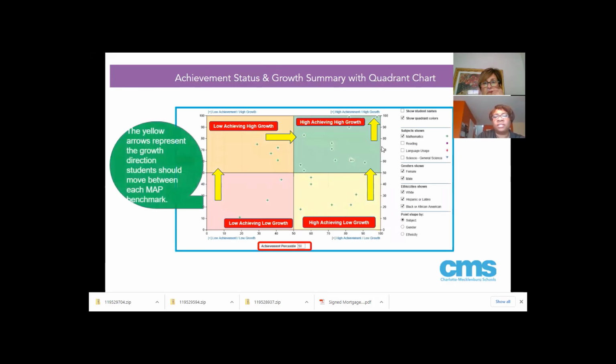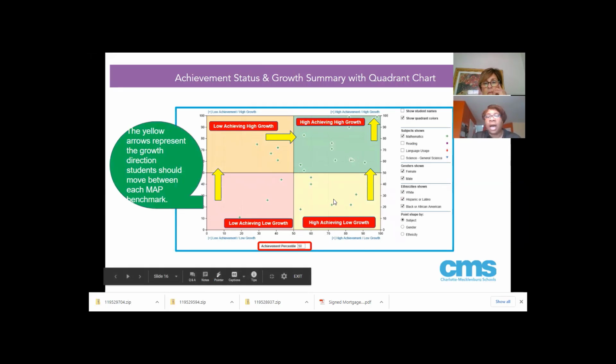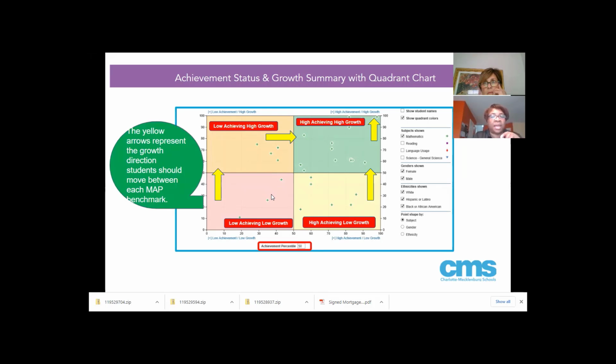So here is what I want you to pay attention to, the arrows on this sheet. When kids are in these quadrants, this is the type of movement we want them to make. My kids in the pink won't just hop over to the yellow. They first go up into the peach and then they move over into the green. That's the movement they should make if they're growing.